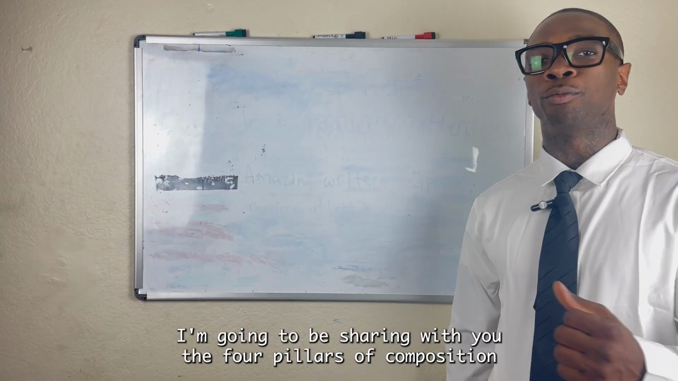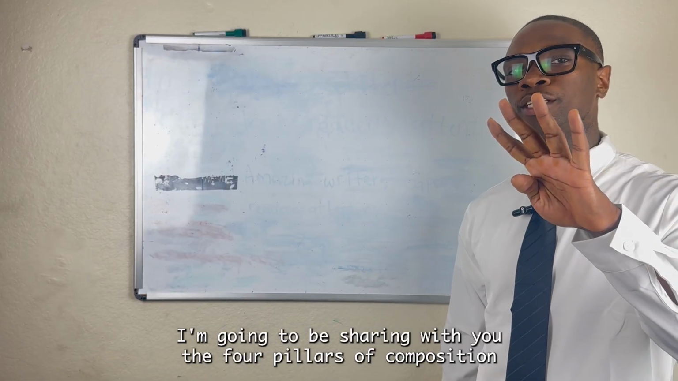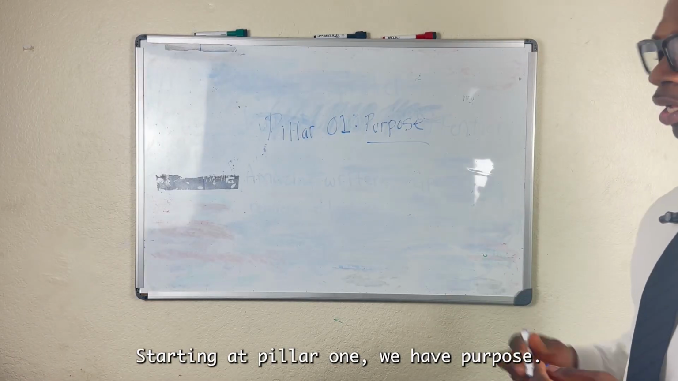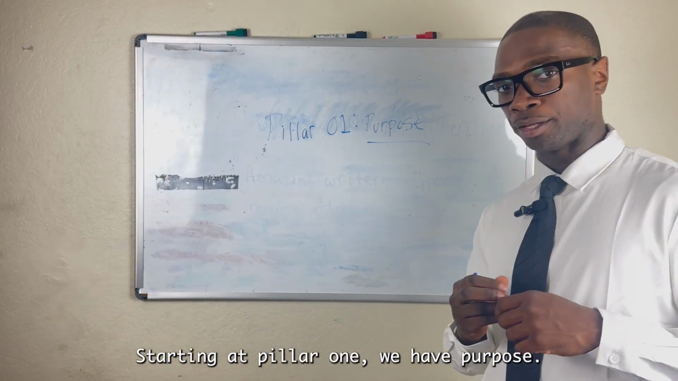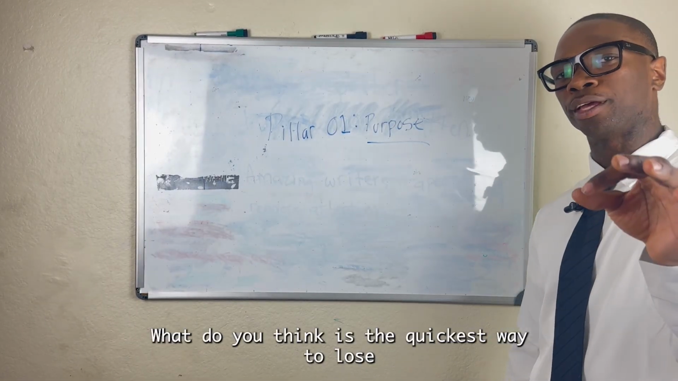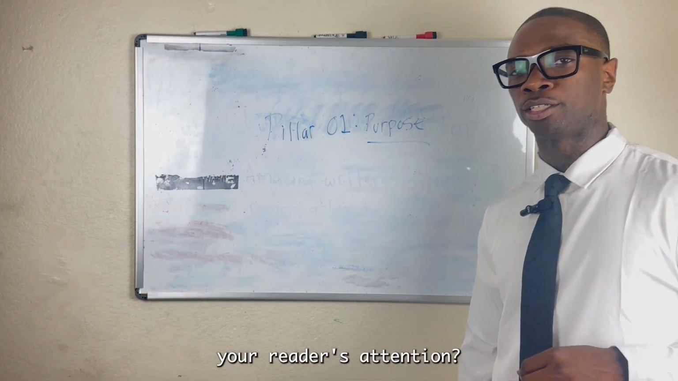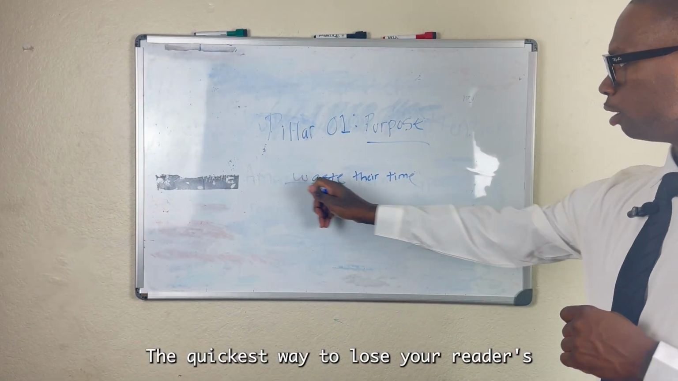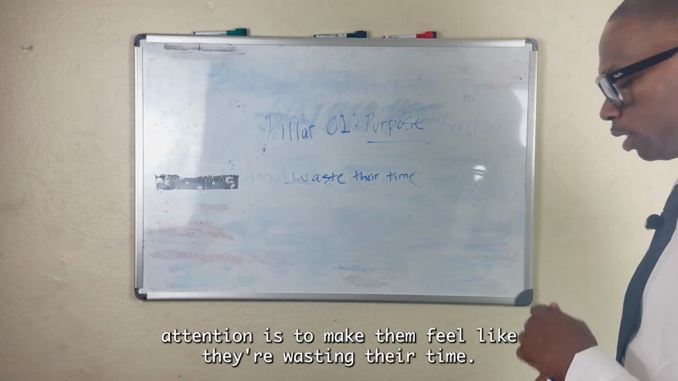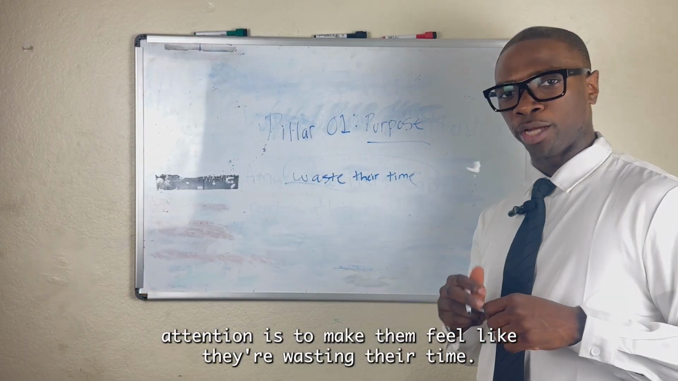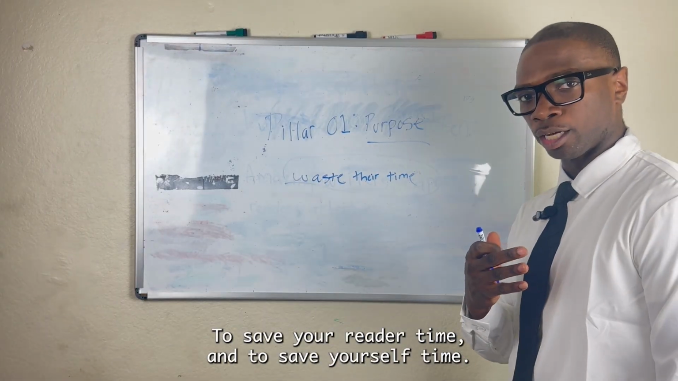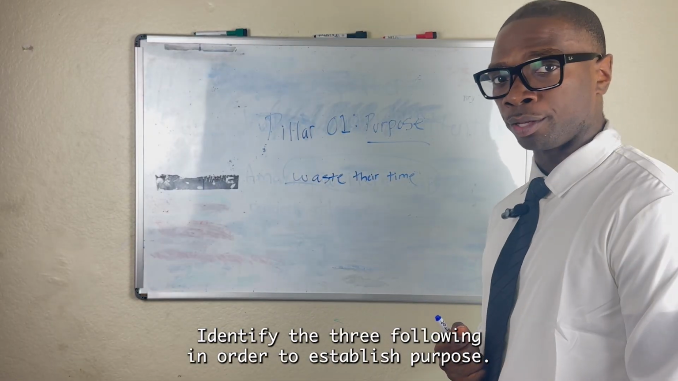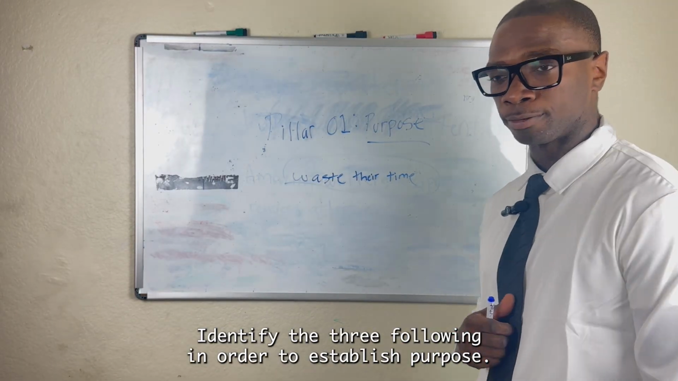I'm going to be sharing with you the 4 pillars of composition that capture readers' attention. Starting at pillar 1, we have purpose. What do you think is the quickest way to lose your reader's attention? The quickest way to lose your reader's attention is to make them feel like they're wasting their time. To save your reader time and to save yourself time, identify the 3 following in order to establish purpose.